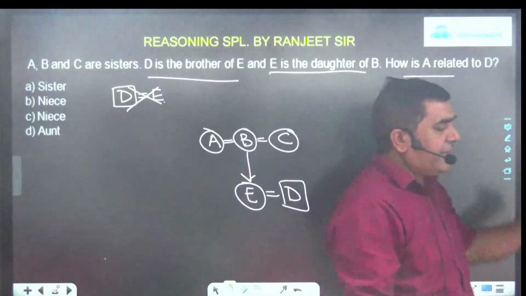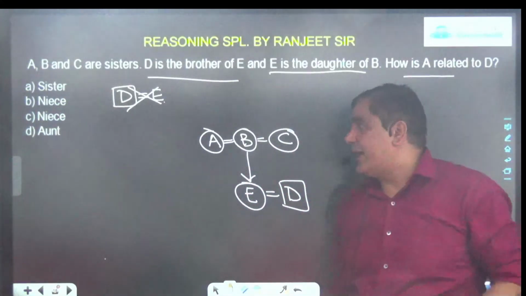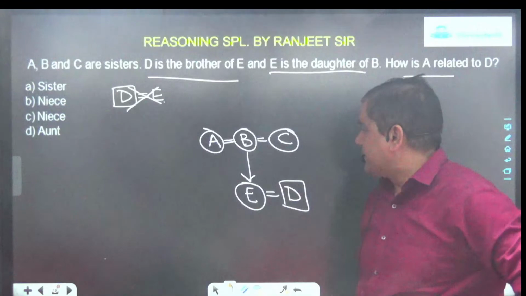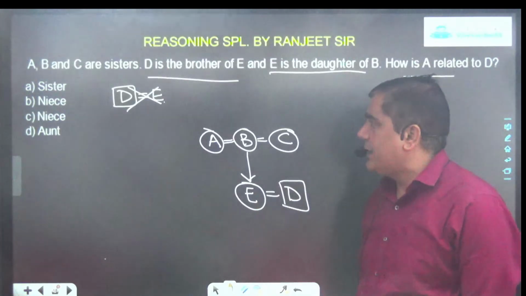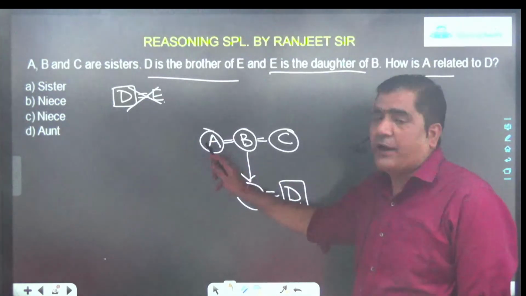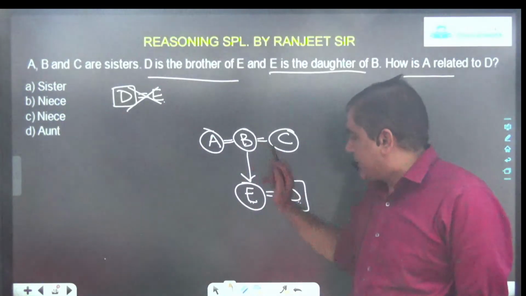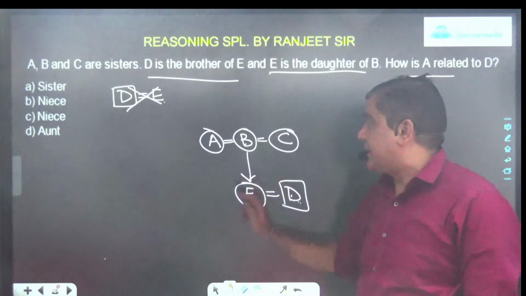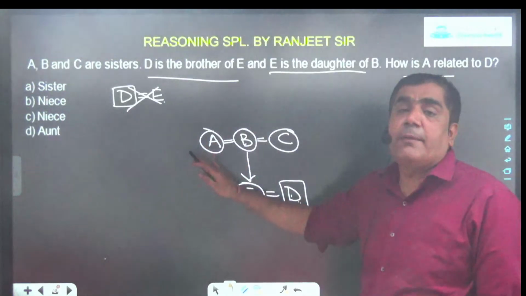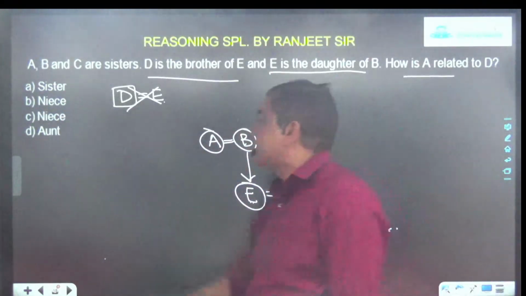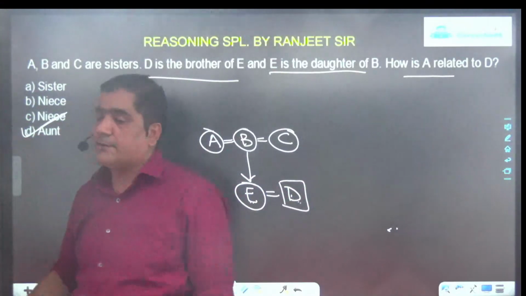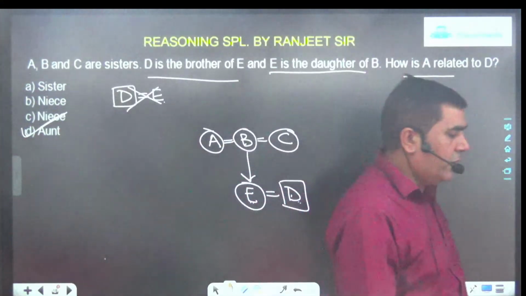Question is, how is A related to D? D is over here, we have to find A. So these two are what? Brother, sister, mother. So this will be D's mother. And my mother's sister will be my what? Aunt. So answer is A is nothing but aunt of D.